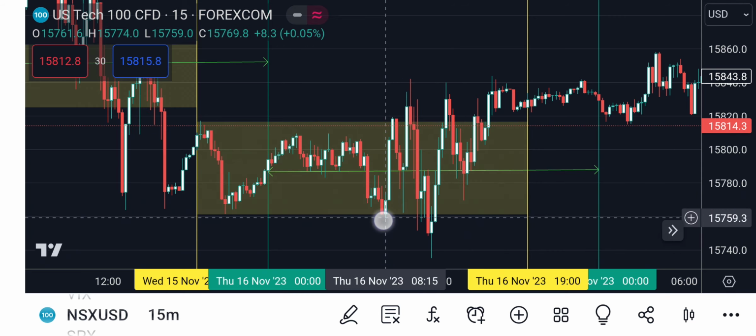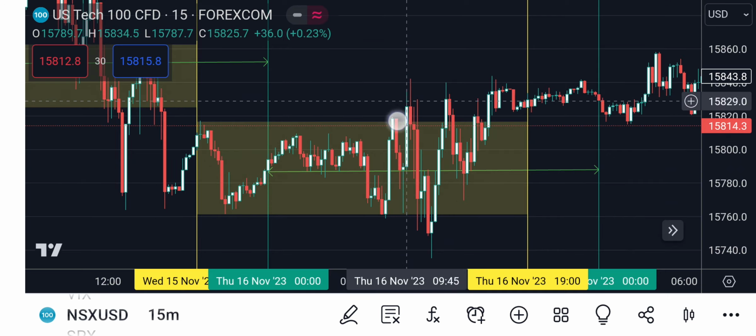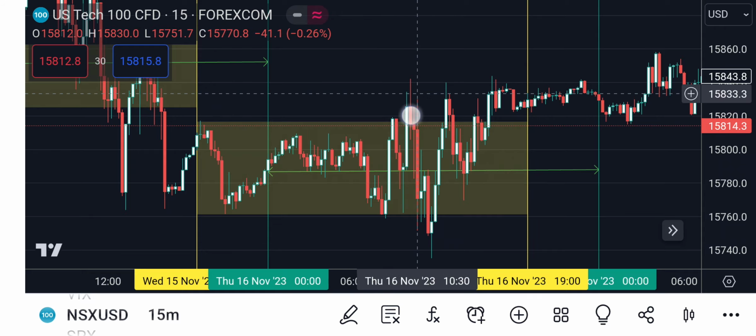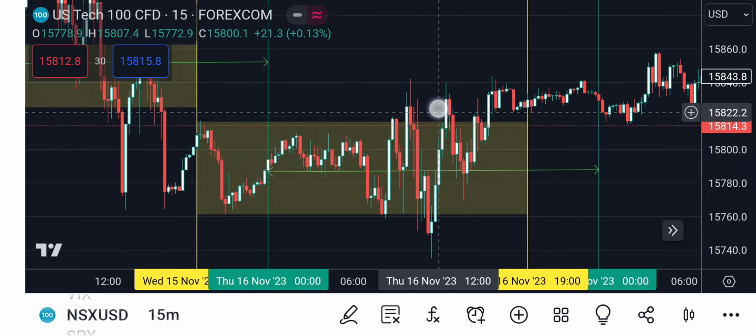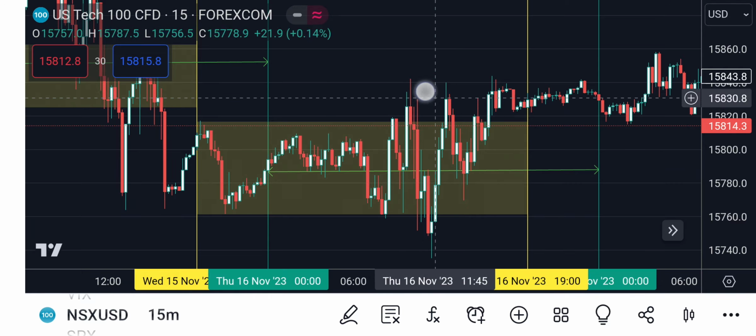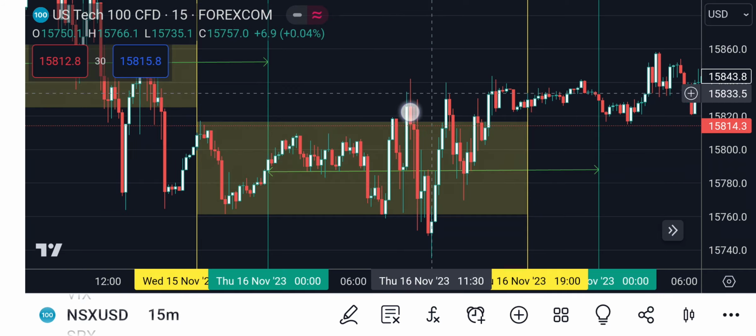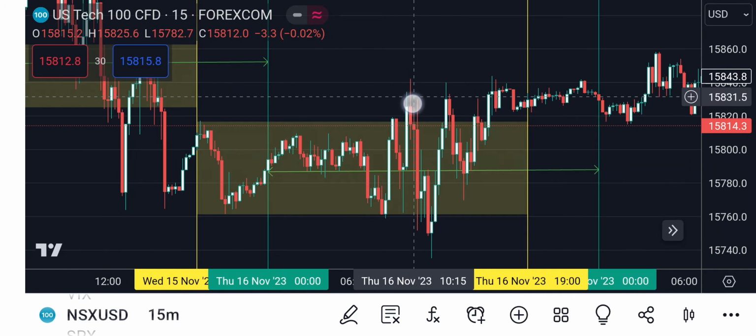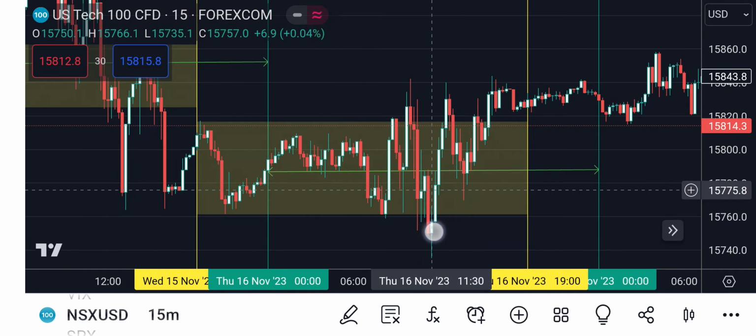If it breaks out on this side, on the downside, I know it's going down. So what I'm going to do is wait for it to get to the other side of the range, which is here. This is where I'm expecting to get a sell from. This is where I want to sell it. I'm going to look for a setup in this particular zone here, and then I'm going to look to sell it.